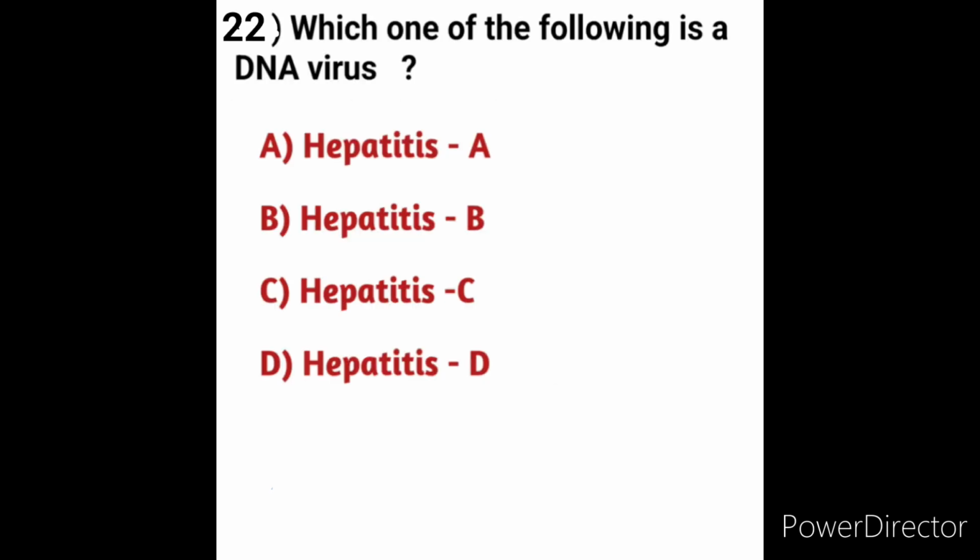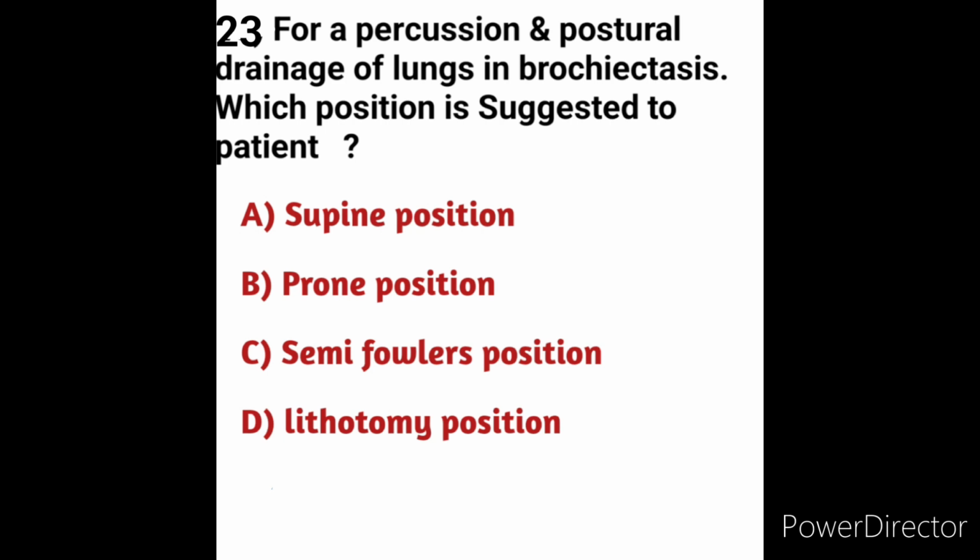Next, move on to question number 22. Which one of the following is a DNA virus? Option A hepatitis A, option B hepatitis B, option C hepatitis C, option D hepatitis D. Hepatitis B is a member of the hepadnavirus group. Double-stranded DNA virus is called hepatitis B. Here option B is the correct answer. This question 22 we already discussed from the medical surgical nursing point of view. Next move on to question number 23.